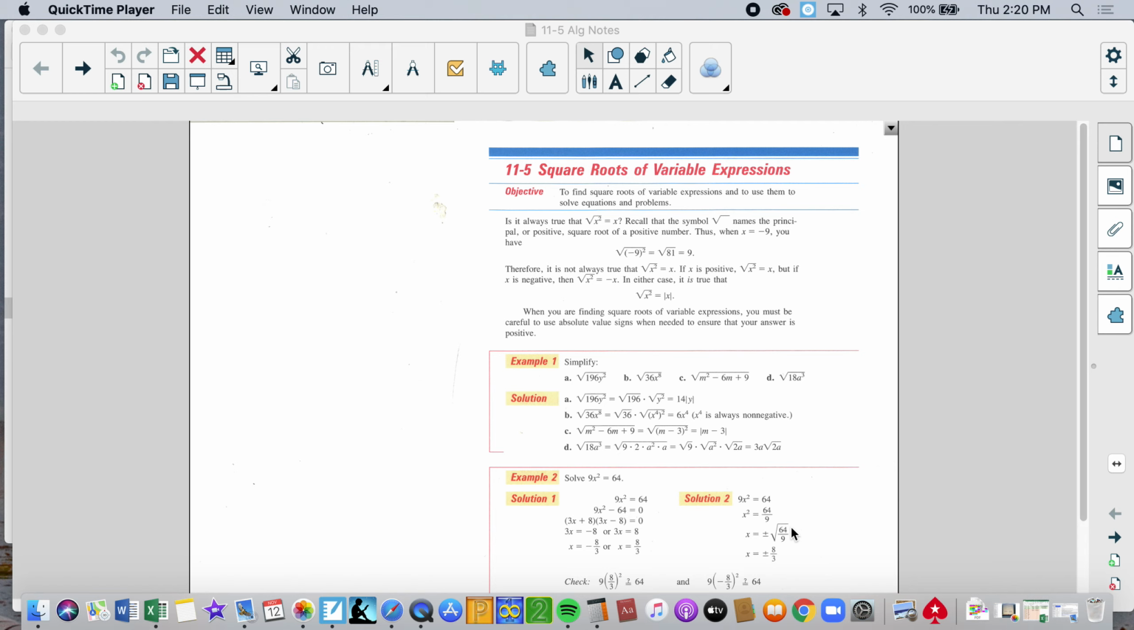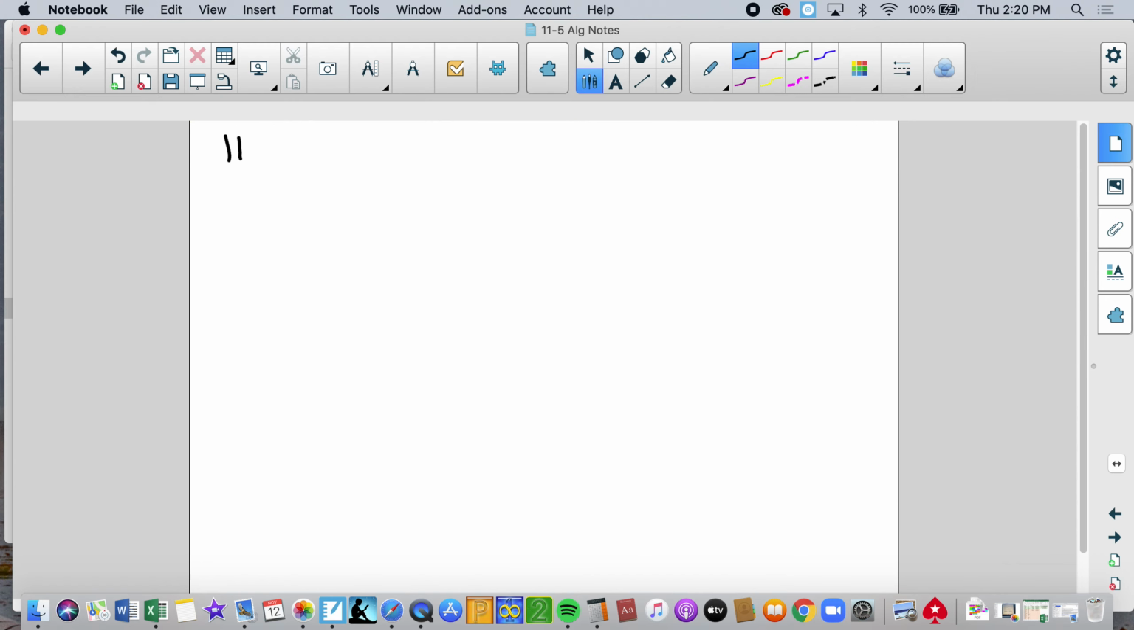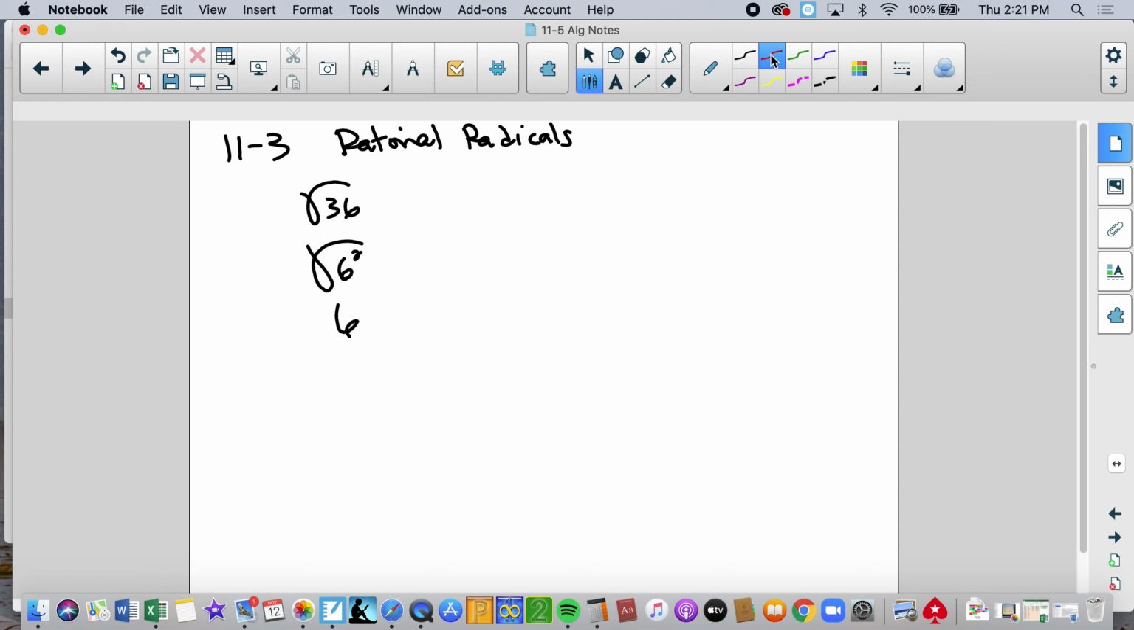Section 11.5, square roots of variable expressions. We were introduced in 11.3 to rational radicals, and that was the square root of 36, which we turned into the square root of 6 squared because we wanted the radical and the exponent, the square, to cancel, and that left us with 6.